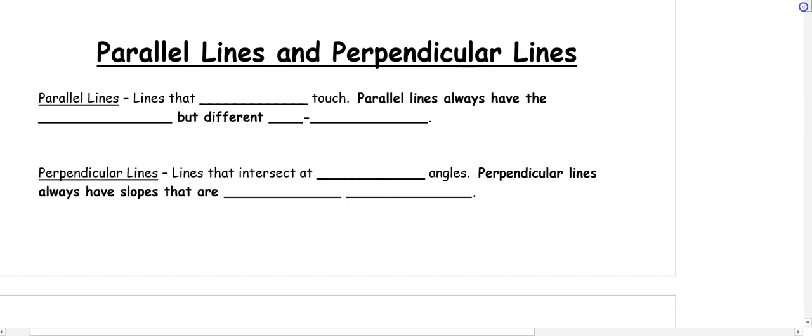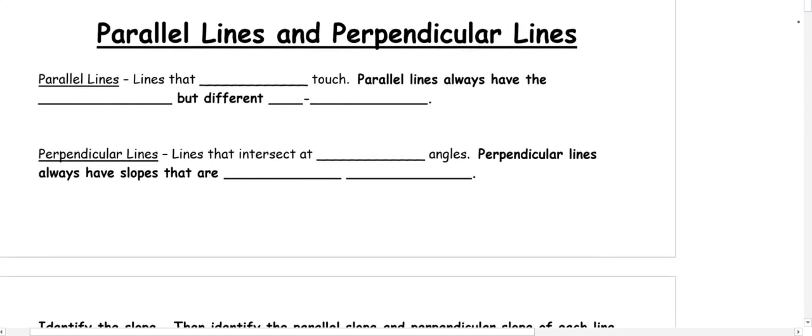So now let's look at parallel and perpendicular lines. Parallel lines are lines that will never touch. So parallel lines always are going to have the same slope, but different y-intercepts. Perpendicular lines are lines that intersect to form right angles. Perpendicular lines always have slopes that are going to be opposite reciprocals.